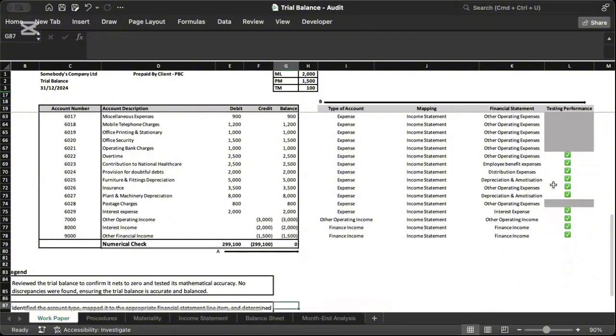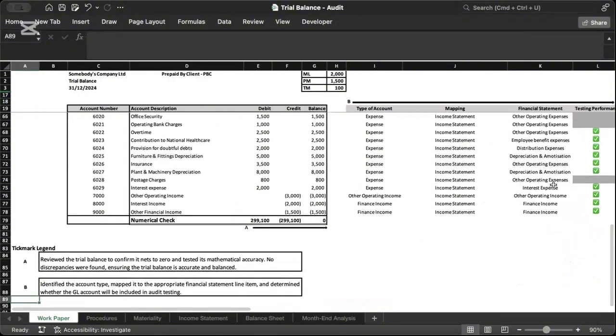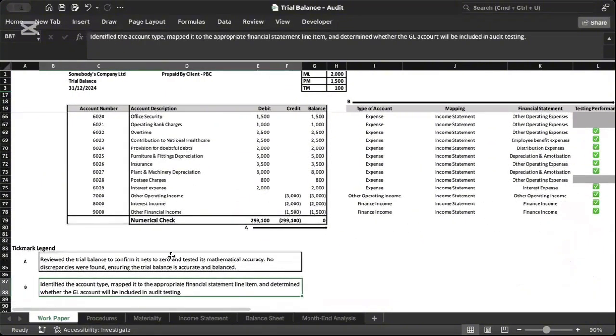Here, going back to my tick mark legend, you can see that I identified the account type, mapped it to the appropriate financial statement line item, and determined whether the account will be included in audit testing.